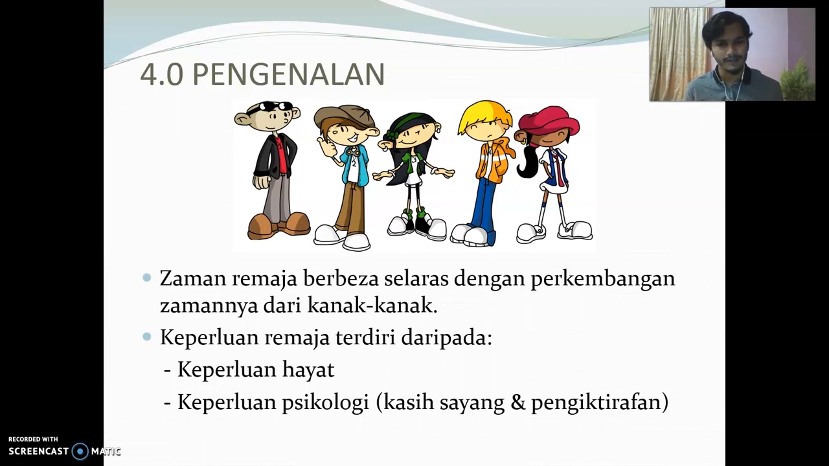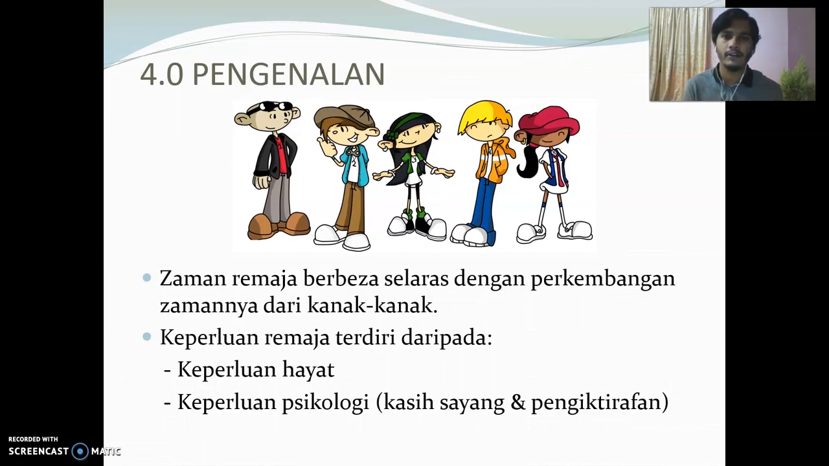Zaman remaja yang berbeza selaras dengan perkembangan zaman dari kanak-kanaknya. Of course, your teenage life is way more different than what you had in your childhood life. Okay, so the needs and necessities are completely different compared to what you have in your teenage life, and also the current situation. Okay, so the stage levels are quite different.